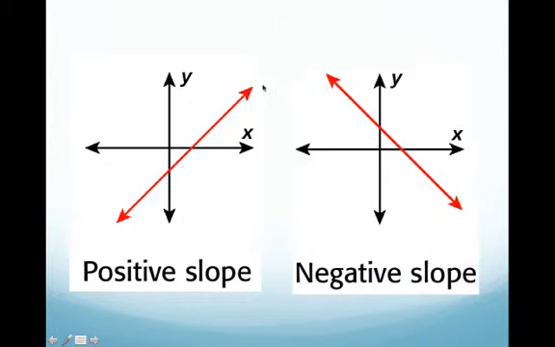A negative slope should start high and go low from left to right. So again, a positive slope should go from low to high, and a negative slope should go from high to low. Most people remember it as if you're climbing up a hill, it's a positive slope, and if you're sliding down a hill, it's a negative slope.